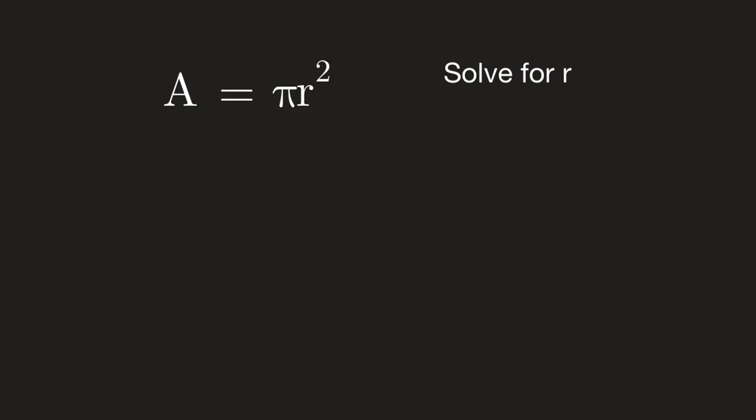Well, a couple things to note here. Everybody agree that the pi and the r squared are being multiplied together? Yeah. Okay, pi and r squared are multiplied together. The r is being squared. Let's get rid of pi first. Let's try to get the r squared isolated. How are we going to get rid of pi? Divide. Right? Because pi and r squared are being multiplied, we are going to divide both sides by pi.